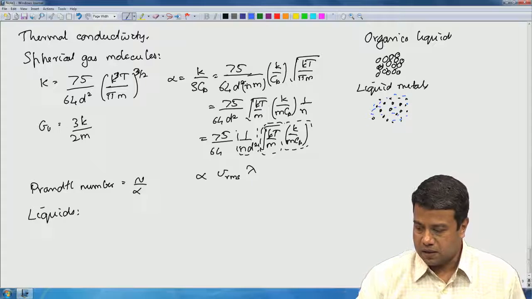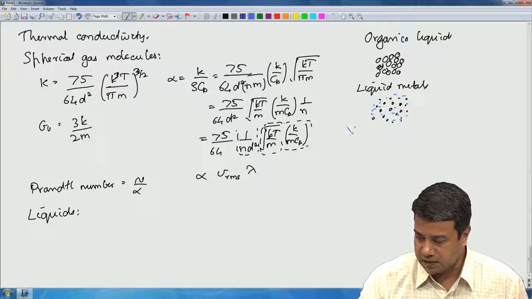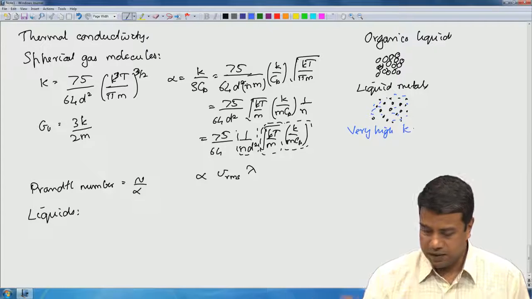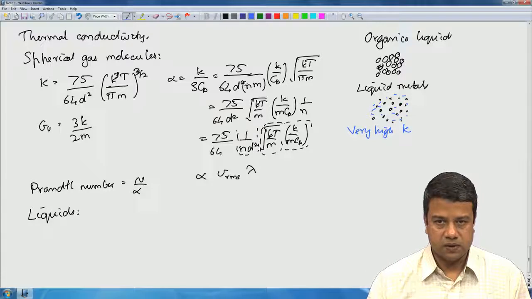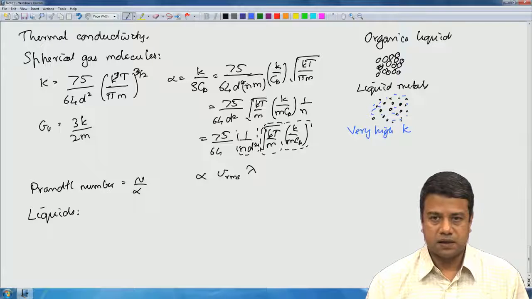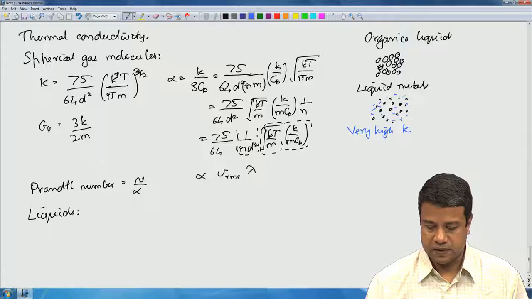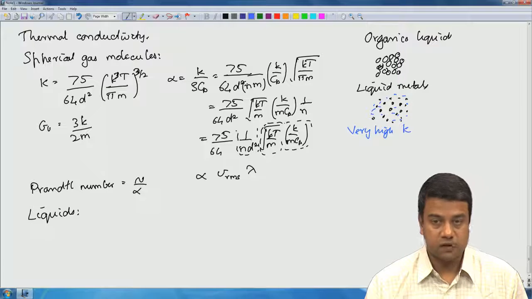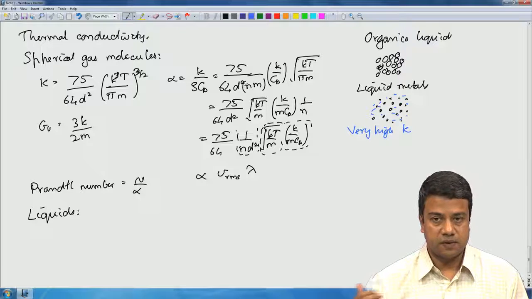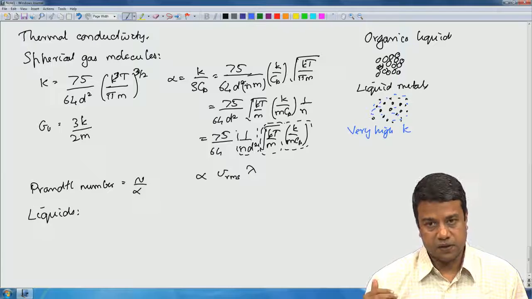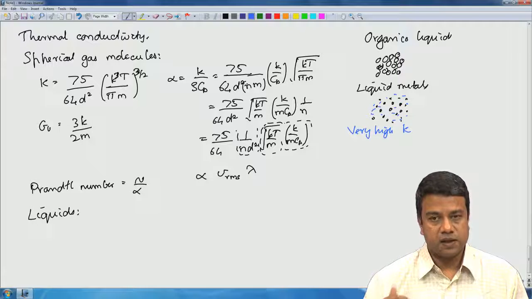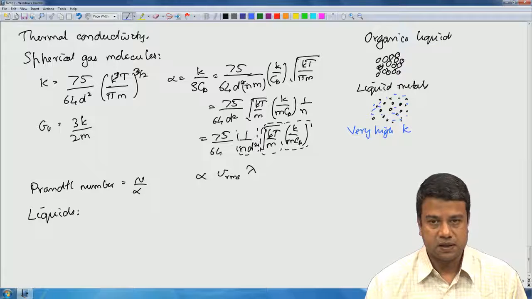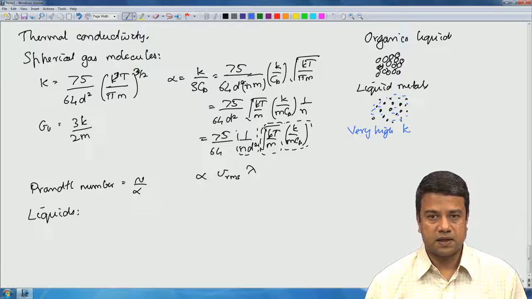And due to that you have very high thermal conductivities. Due to the transfer through these liquid metals, very high thermal conductivities and very high diffusivities. That means that the Prandtl number for these liquid metals is actually pretty low, because the thermal diffusivity is very high compared to the momentum diffusivity. Momentum diffusivity does require the intermolecular forces, whereas transfer of fluctuating energy does not.